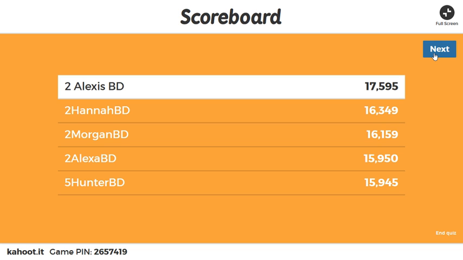Lex is still in the lead, starting to put some distance between second place, and we see Hunter from fifth period is starting to close the gap too, just less than 2,000 points behind.